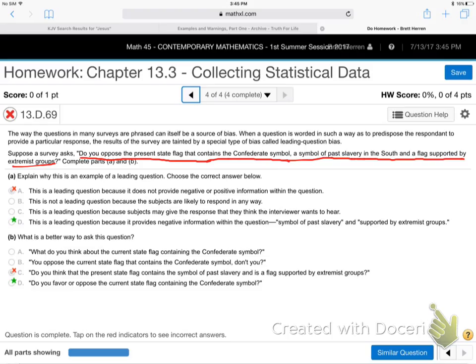Explain why this is an example of a leading question. Right? You can sense it, as you read it. This is a leading question, because it provides negative information right in there. Right? Who's going to want to say, yeah, I support it. I love those extremist groups and that slavery stuff. I'm all for it. Put me down. Write it in big bold letters. Right? Even if you do have some crazy view and you're in favor of that, you don't want to admit it, right? When they're presenting it that way.